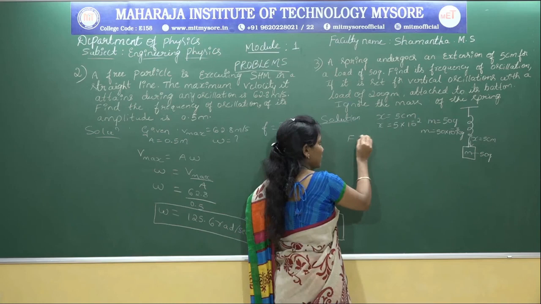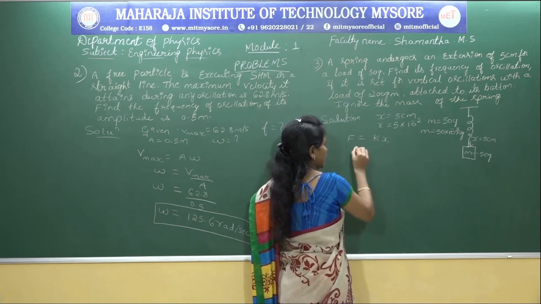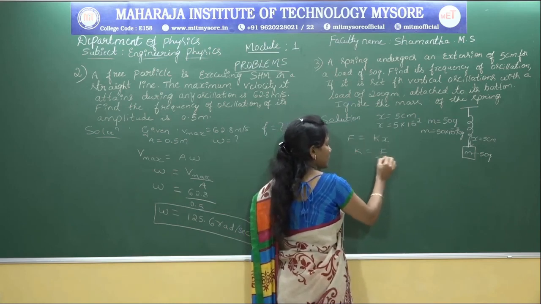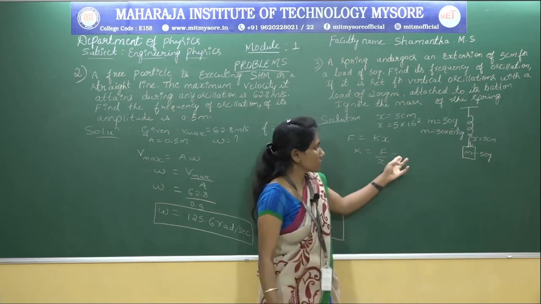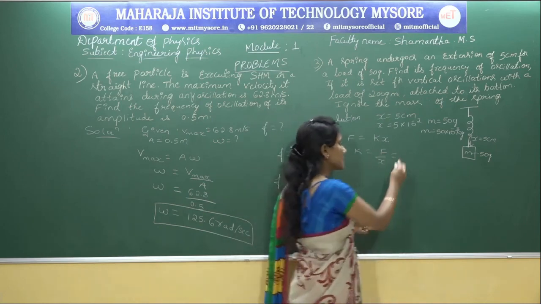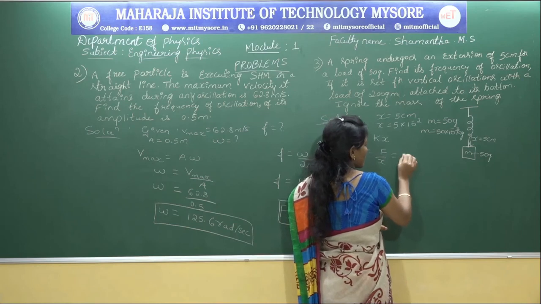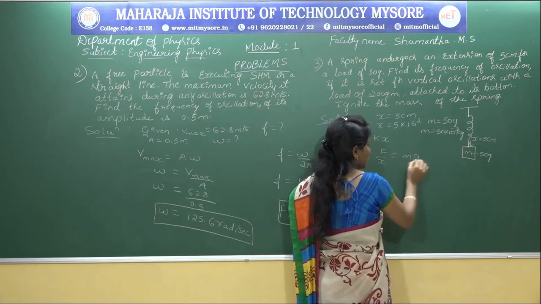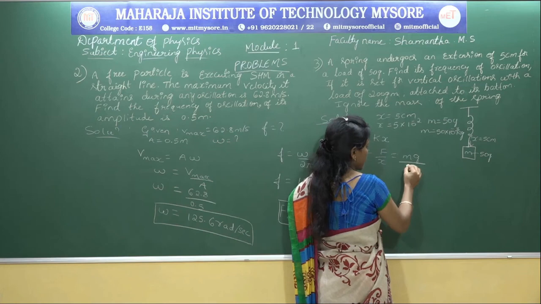Okay. So, now what is the formula we have? F is equal to Kx, and K is equal to F by X. And what is the force formula? That is M into G divided by X.